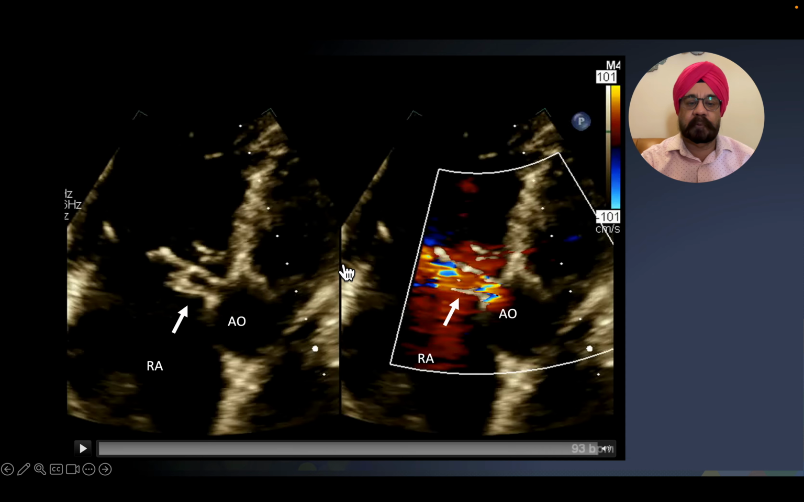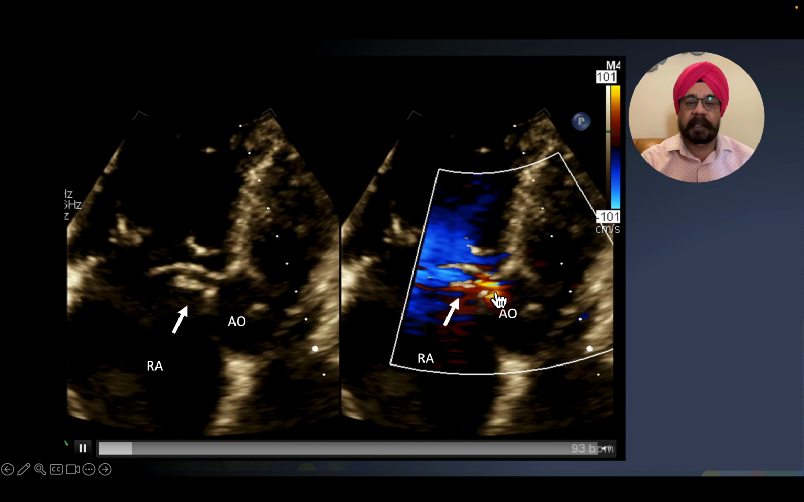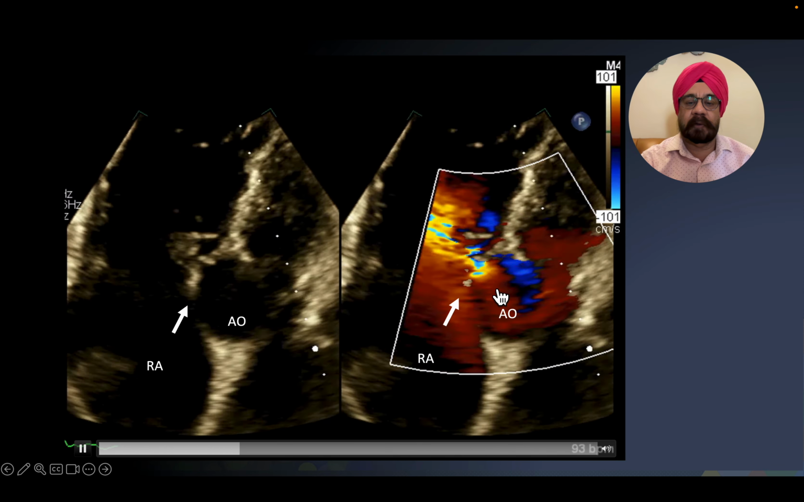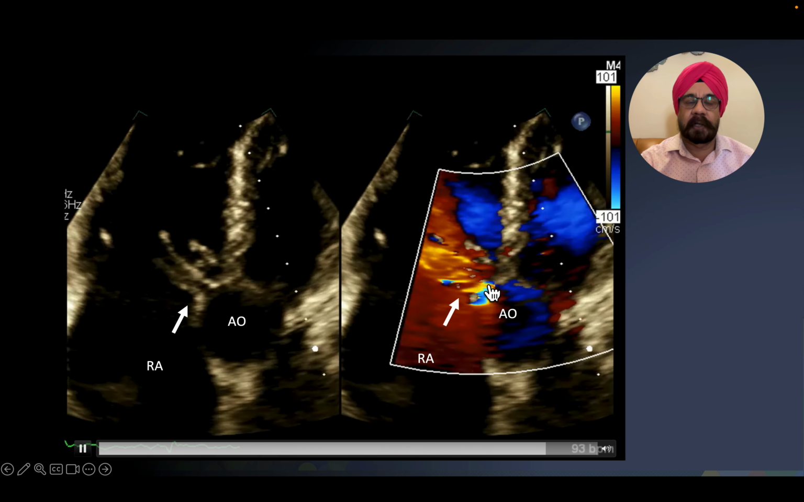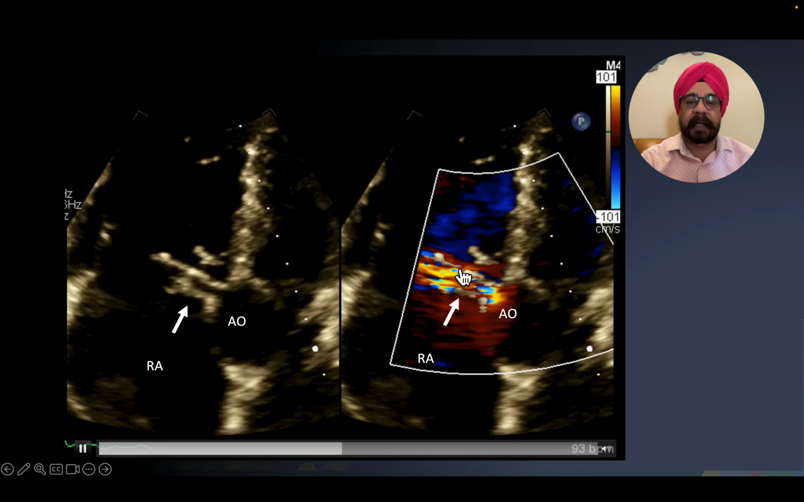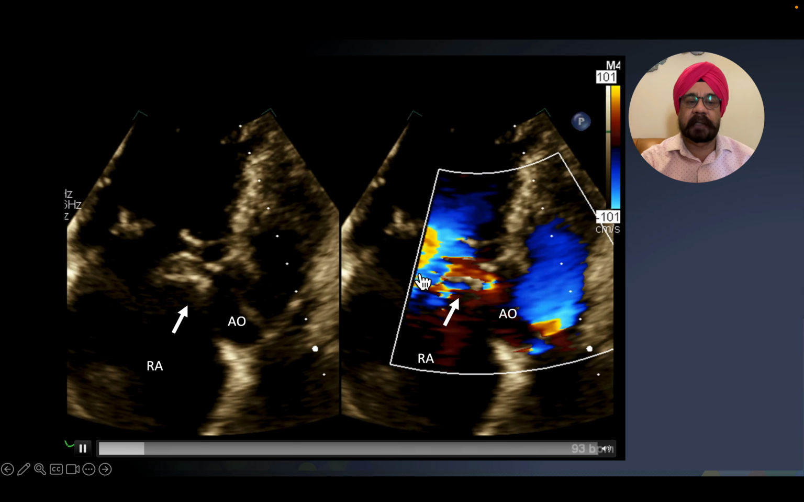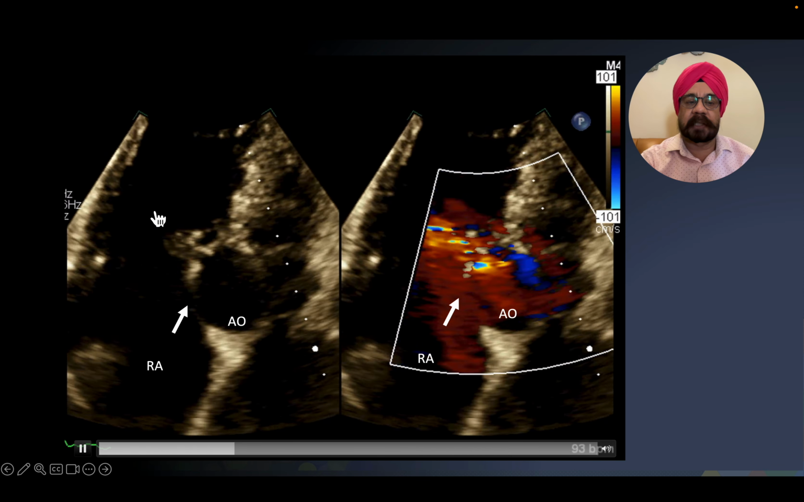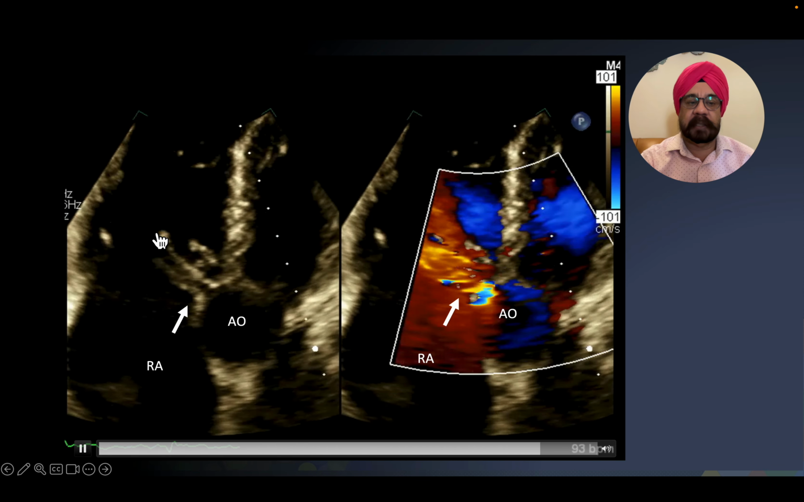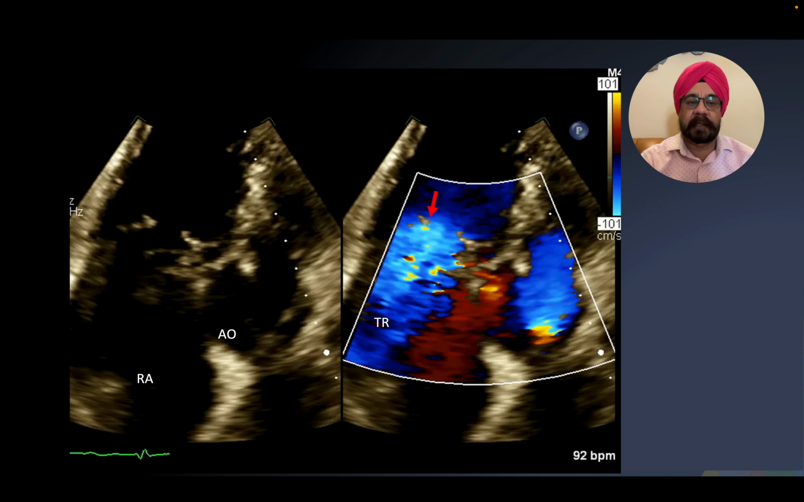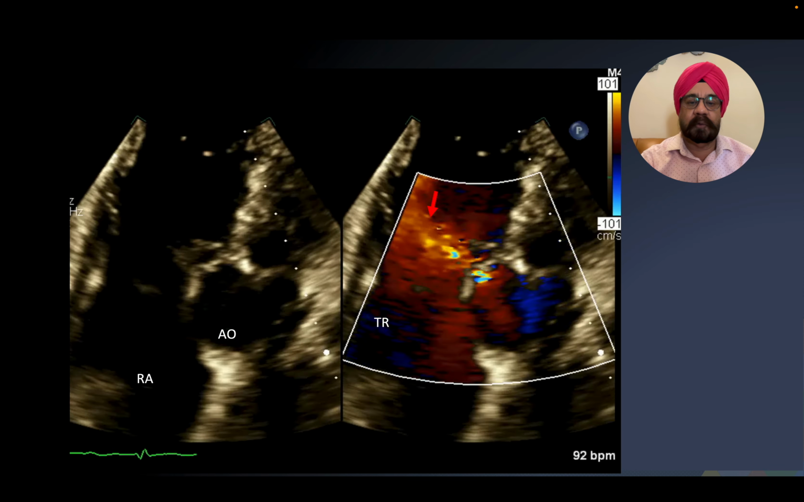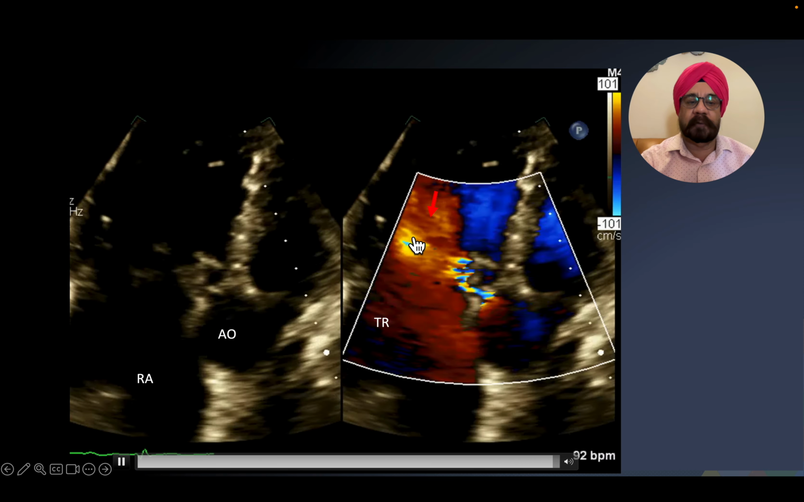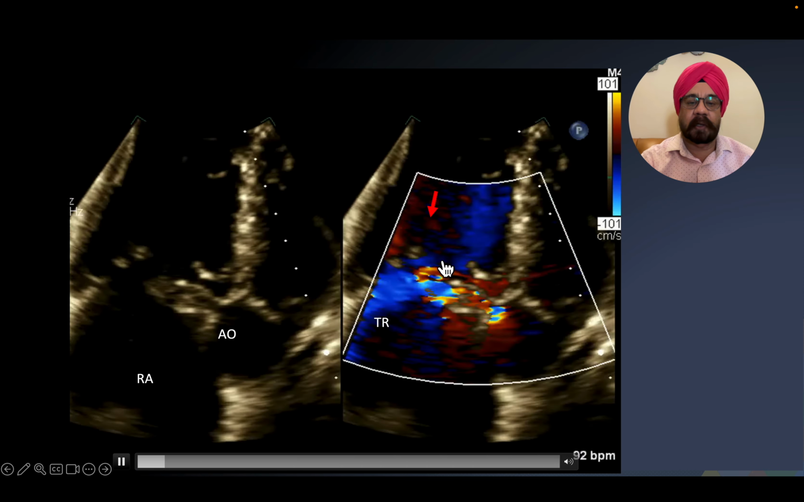And color Doppler proved our point, showing that there is a continuous flow. The PISA you see lies in the aorta, indicating this is the orifice of the tunnel, and then it opens right into the right atrium. And notice there is a non-coaptation of the tricuspid valves. They are not meeting each other in systole, and this is leading to a severe tricuspid regurgitation, or a free flow tricuspid regurgitation as we call it.